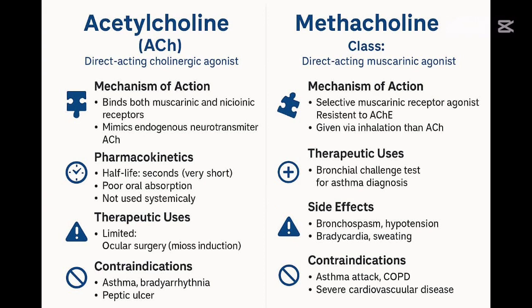So where does it bind to? It binds to the M3 receptor. So it's specific to the M3 receptor. When you take methacholine, what happens? It goes to the bronchial smooth muscle, binds to the M3 receptor and causes bronchospasm. Bronchospasm is the constriction of the bronchial smooth muscle. When there's constriction of the bronchial smooth muscle, it causes bronchospasm, and it is very useful in diagnosing asthma.